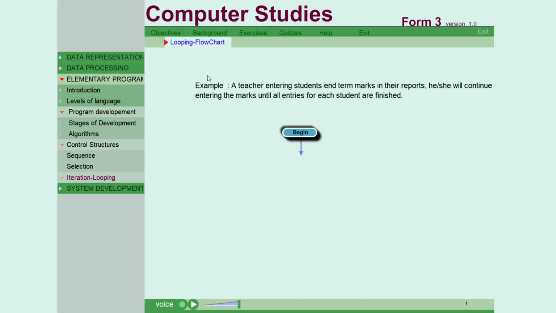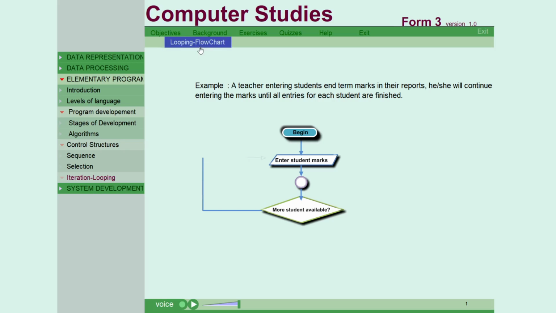For example, a teacher entering students' end term marks in their report will continue entering the marks until all entries for each student are finished.